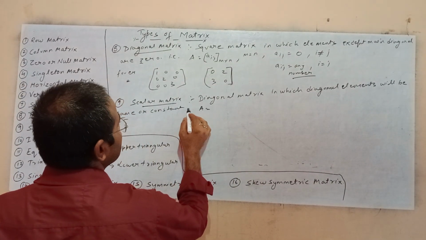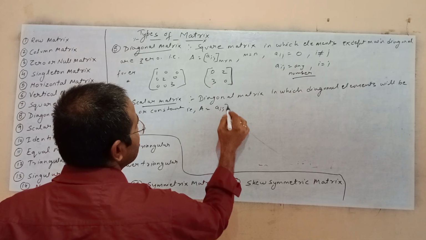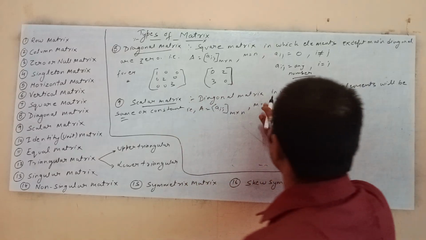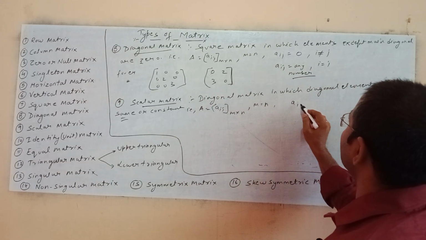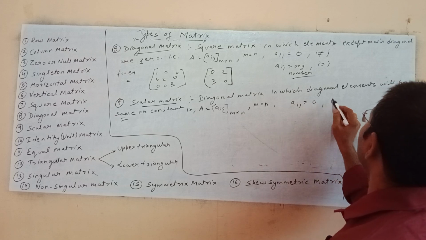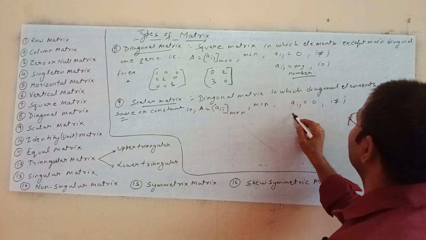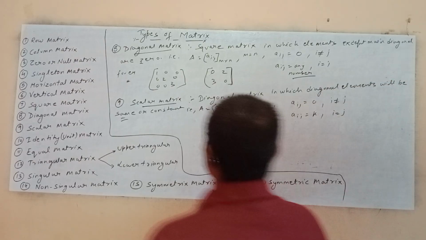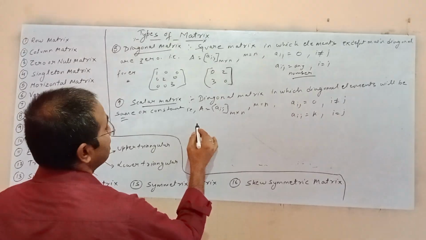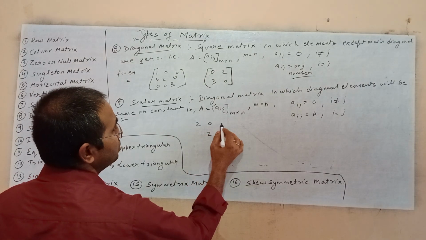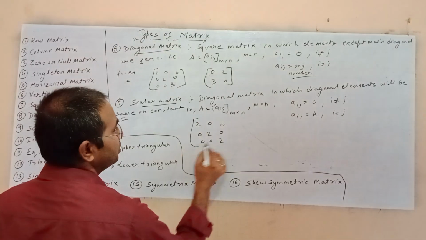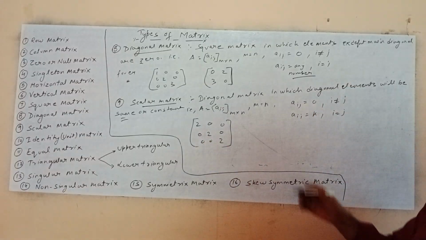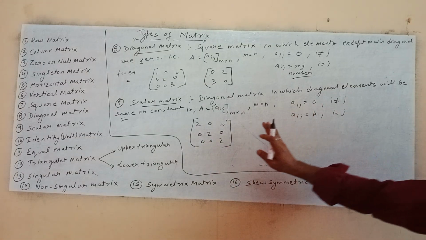Suppose A matrix is defined by Aij m cross n. The first condition is m is equal to n should be there. The second condition is Aij is equal to 0 when i is not equal to j, and Aij is equal to k when i is equal to j. Okay, so how will you write it? You can write like 2, 2, 2, with 0, 0, 0, 0, 0, 0. So see this matrix. In this, the main diagonal elements will be constant. Any constant number you can write. Okay, so this is called the scalar matrix.